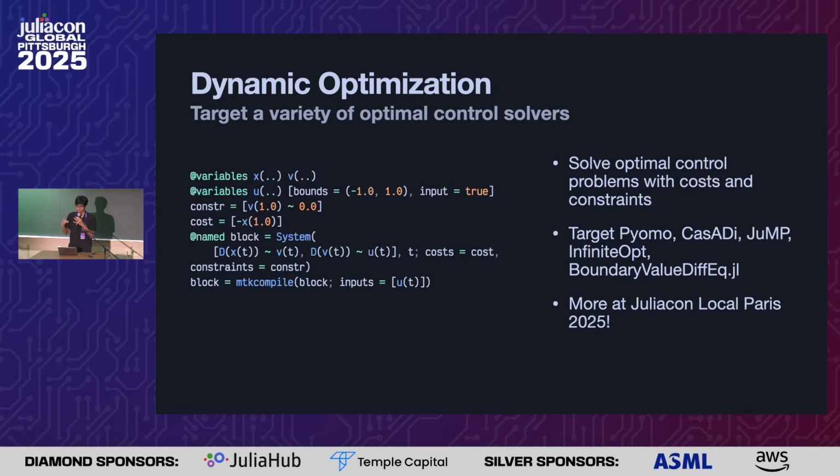simplify it, and we can say that these variables are inputs to the ODE, and this allows us to codegen to a variety of optimal control solvers. So we integrate with Pyomo, with CasADi, with JuMP, with InfiniteOpt, and with BoundaryValueDiffEq.jl. So you just create a JuMP problem or an InfiniteOpt problem, and it just works effectively. And there's more. There's going to be more about this at a talk later in JuliaCon Local Paris. So go check that out.